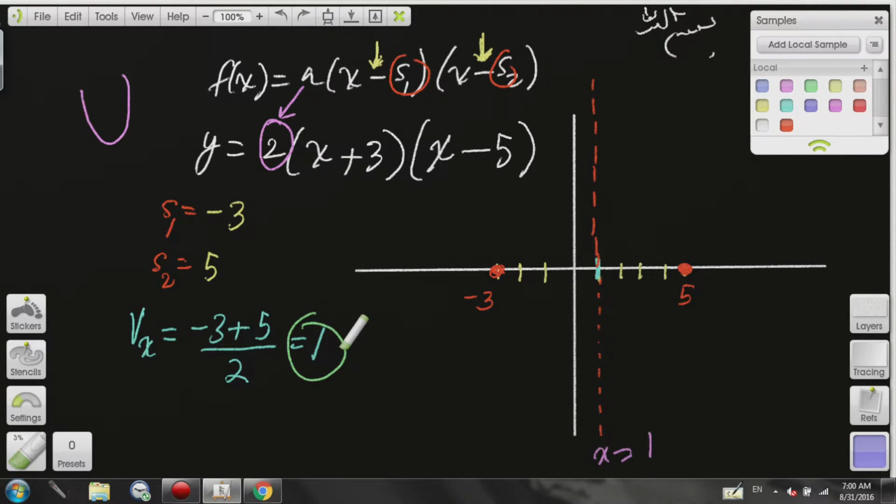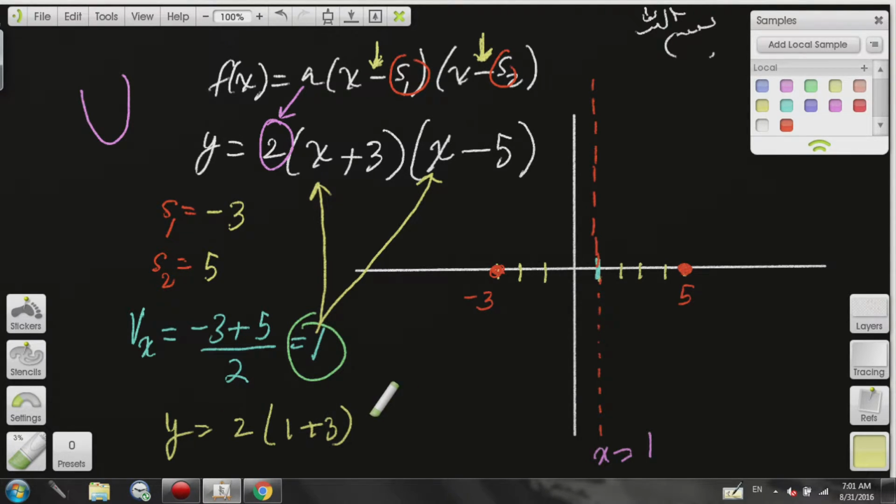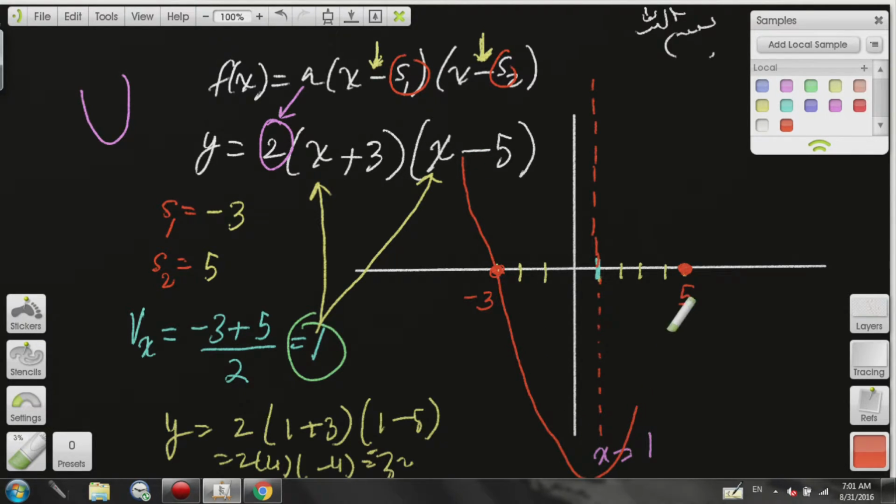Well, we just substitute Vx into the function and find out what y is. So y is going to be 2 times, you substitute that in place of x over there. So you get 2 times 1 plus 3, okay, and 1 minus 5. It's easy enough. So it's 2 times 4 times minus 4. Oh, it's a big number. Did I do that right? Yeah. So that's 16 times 2 is 32. That's negative 32. Oh, I have to go way down here. Okay, it's going to be way down over here, and then going to come up over here. So the vertex is going to be 1 and negative 32, like that.